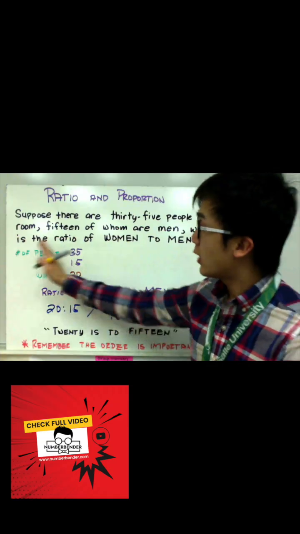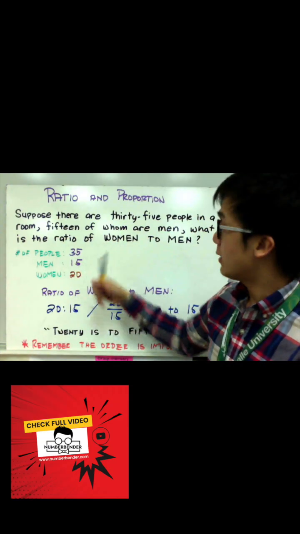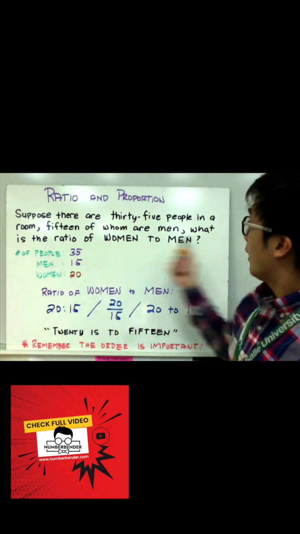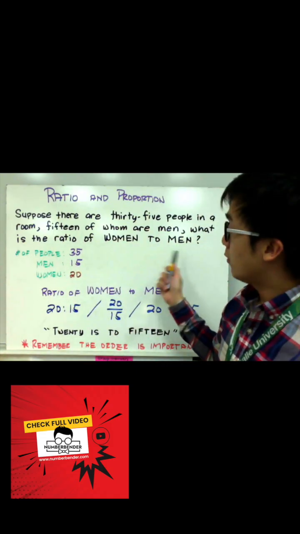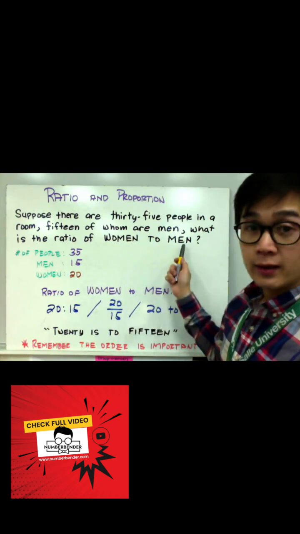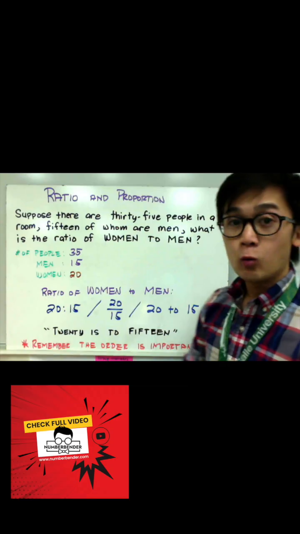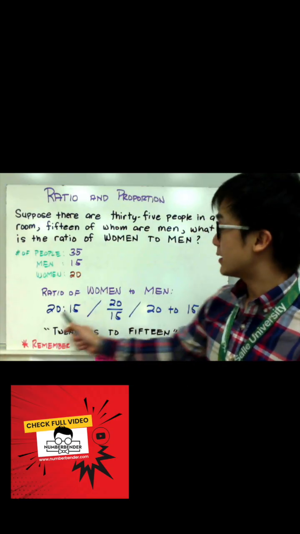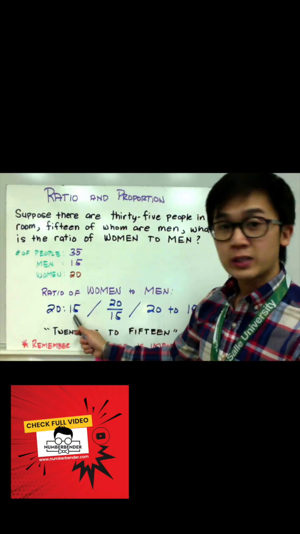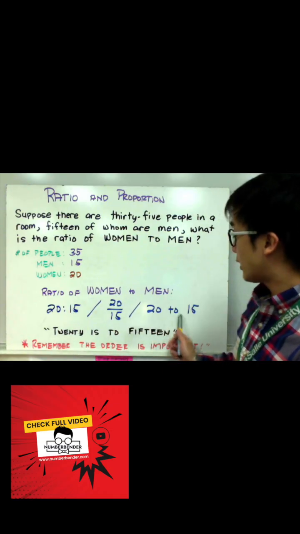So now that we know the total number of people, number of men, and number of women, we'll be able to answer the question here, which is to write the ratio of women to men. And to write the ratio of women to men, there are three ways on how you can write it out. The ratio of women to men is simply 20 is to 15, or 20 over 15, or 20 to 15.